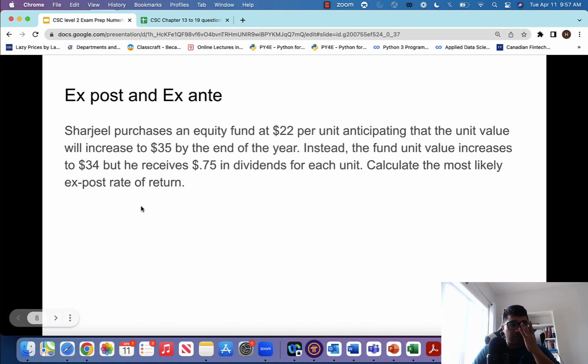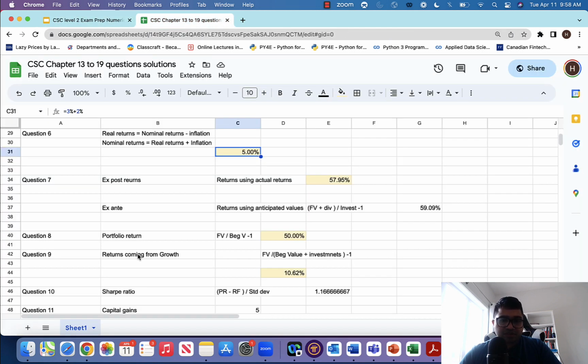Now there are two kinds of returns, ex post and ex ante. Ex post is the actual returns that your investment has given. So you will use actual numbers. Ex ante returns means the anticipated returns that you believed you are going to get. So you will use anticipated numbers. So in the exam, please make sure what is asked. In this question, ex post returns is asked. So we are going to calculate ex post returns, but if ex ante return is asked, you will calculate ex ante returns.